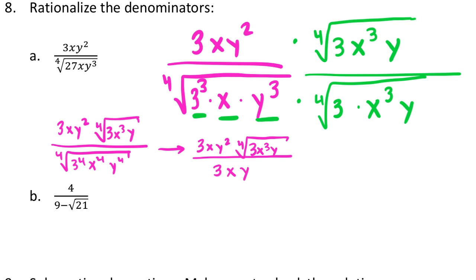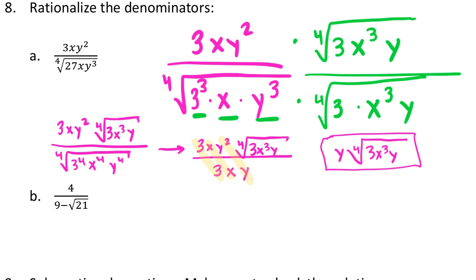Okay, we're pretty much done. There is one last thing we need to do, and that is we can reduce some of this stuff. So because they're all outside, we can reduce. We have 3, the 3's cancel, the x's cancel, and one of the y's cancel. So we have y, and then we've got the 4th root of 3x cubed y. So that is our denominator rationalized, which means getting the square root out of our denominator.